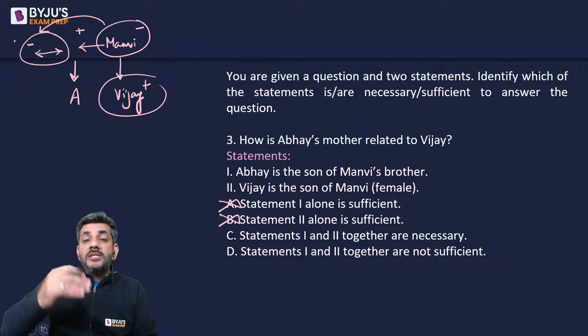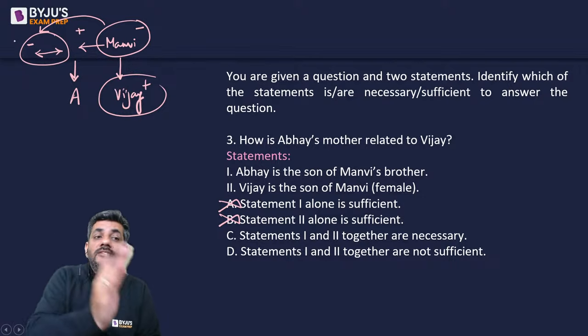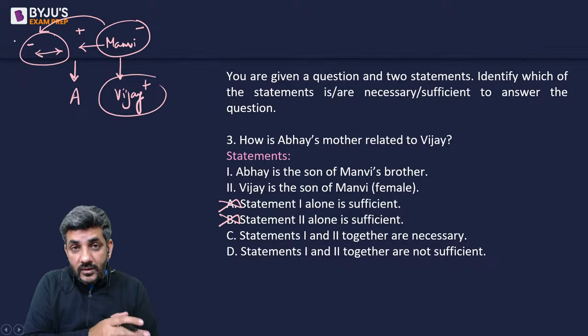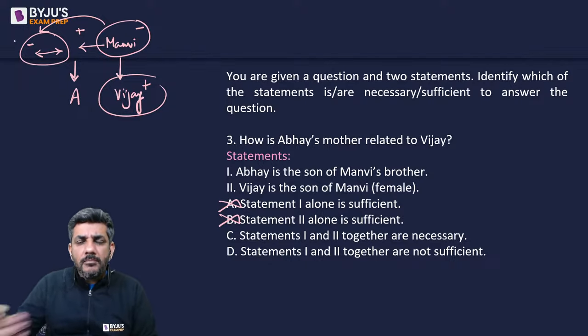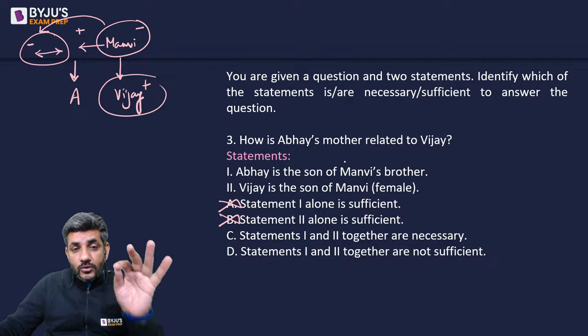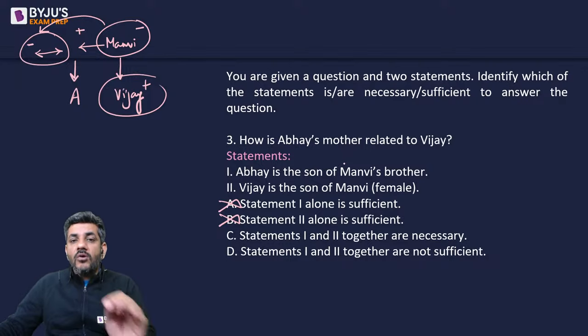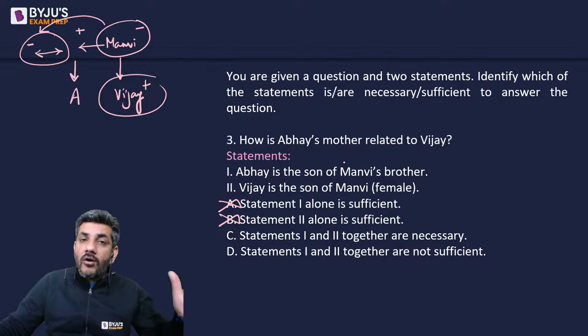So Vijay's mother is Manvi and Manvi's sister-in-law, Manvi की भाभी. तो एक तरह से विजय की वो मामी हुई. But in case of English, we all call them mami, chachi, tai. They all are called aunt. But the point is, using these two statements together, I can surely tell you how Abhay's mother is related to Vijay. She is the maternal aunt of Vijay.